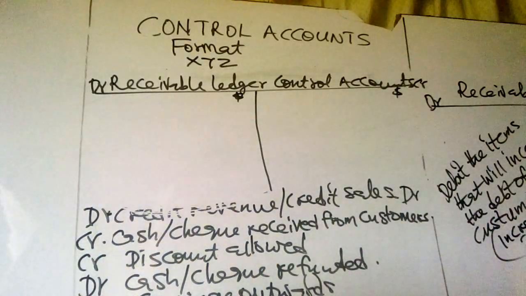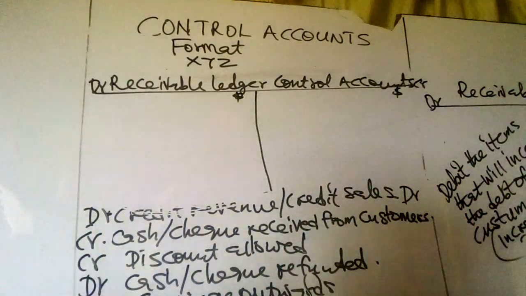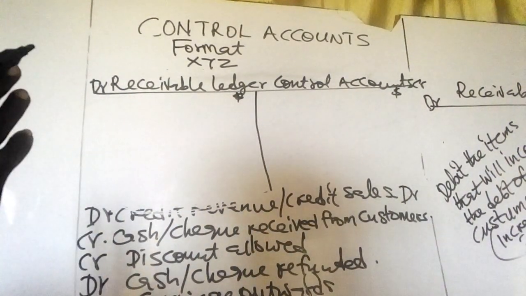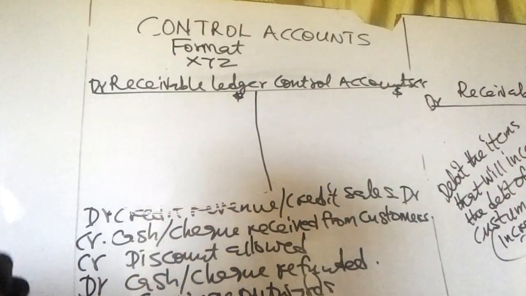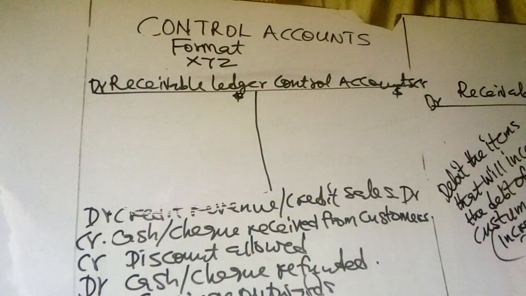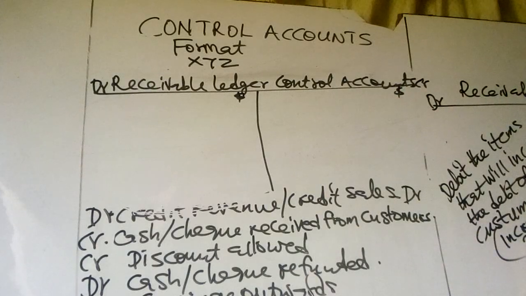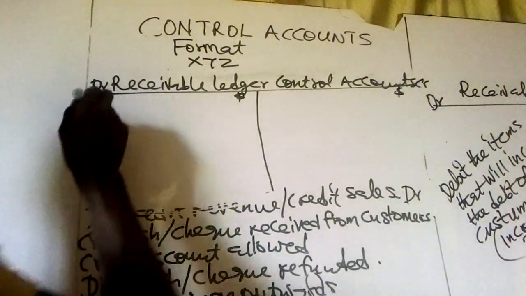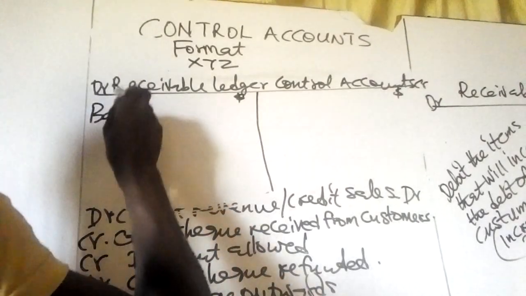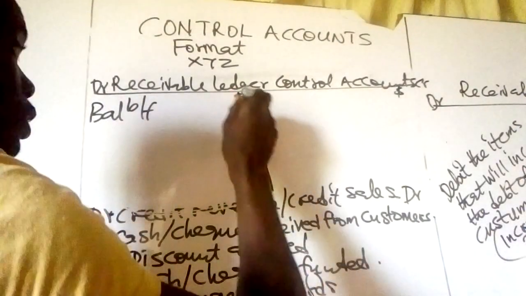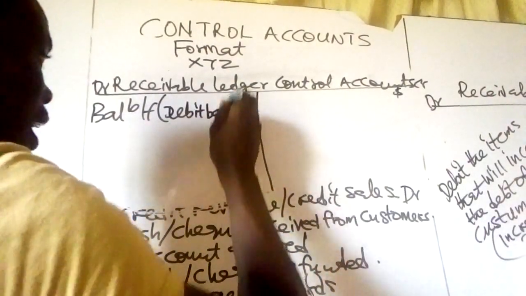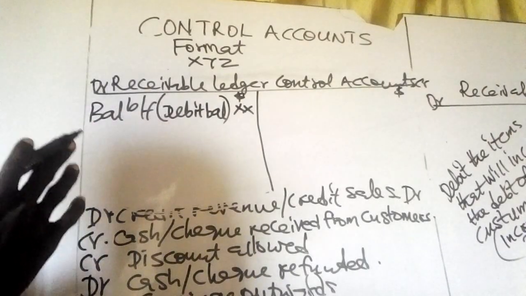The first thing is the balance, your receivable ledger balance. Sometimes you'll be given the receivable ledger balance and the question will be silent. You will not be told whether it is a debit balance or a credit balance. Where you are not told, you should know that the receivable ledger balance must be a debit balance. So you may have balance brought forward. So you know it is a debit balance, and where you are told it is a debit balance, you put it at the debit side. That is the opening balance.